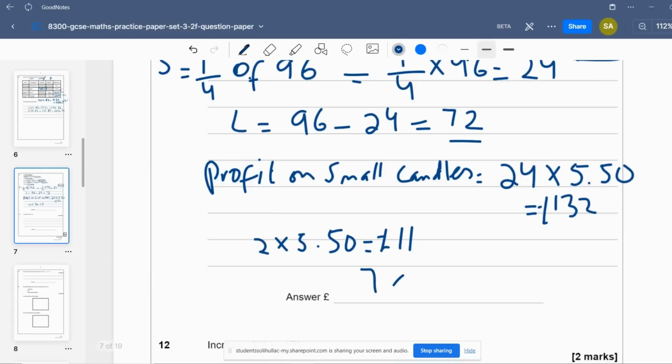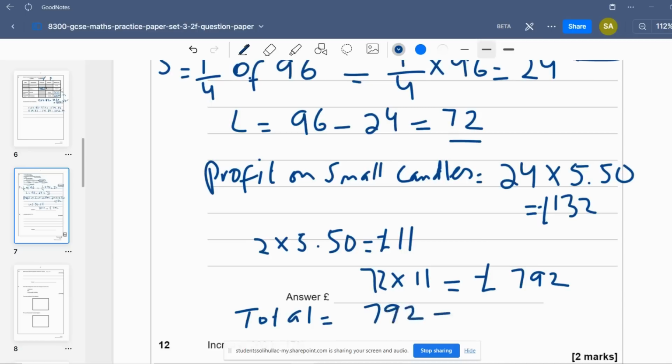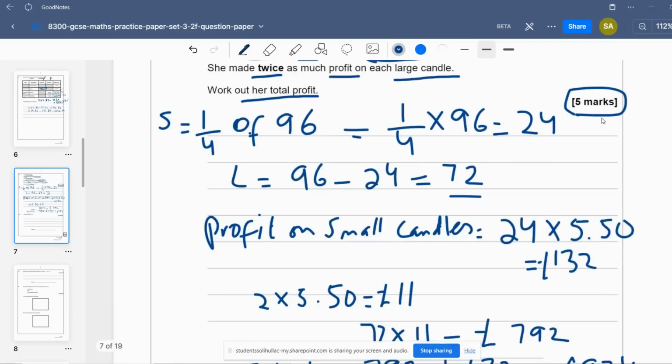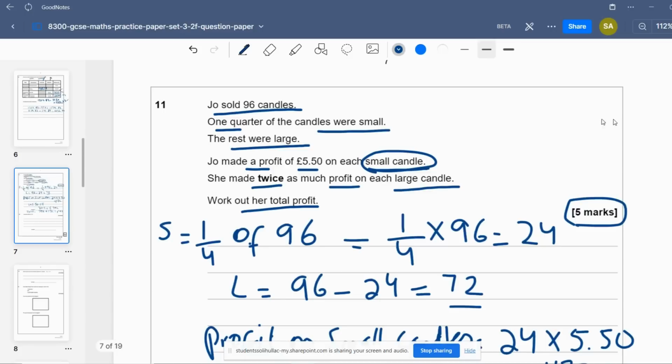She sold 72 large candles here, so we multiply 72 by 11. 72 times 11 gives you £792. So the total profit will be 792 plus 132, and that gives you £924 altogether.